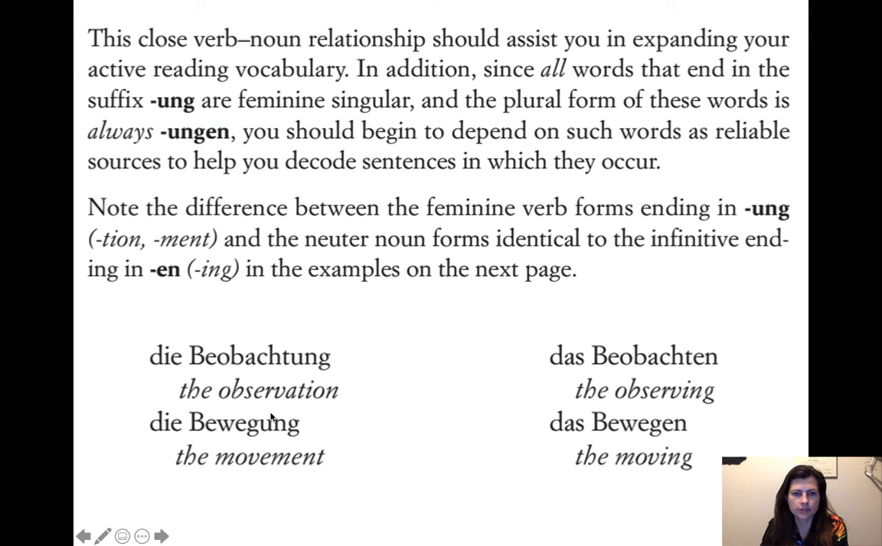is observation, right? So it's just like in English, you have these two versions of nouns, and this one is very much referencing the verb. It still seems like a verb, and this one is like, okay, it's really a noun now. It's like a legit noun. Die Bewegung, movement, versus das Bewegen, the moving.